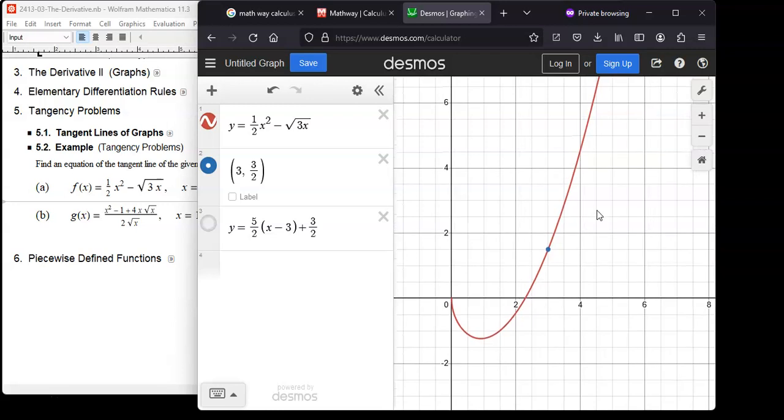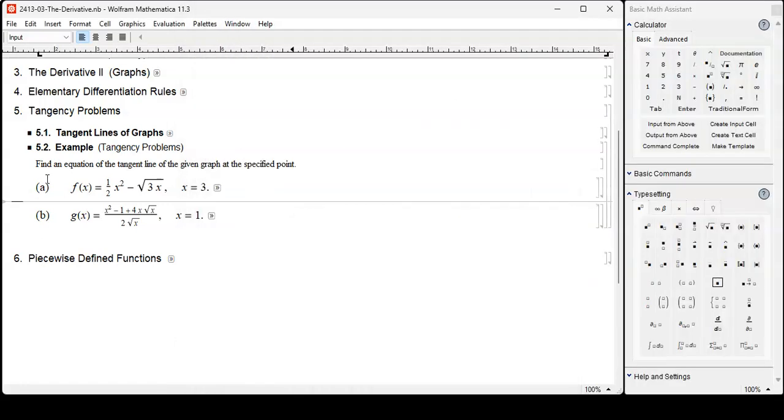And then I want to find the slope of the tangent line, and that turns out to be 5/2. If I put it together, okay, that's a tangent line, but of course that's the answer. We didn't find it yet. So we start from here, the graph. We saw it.